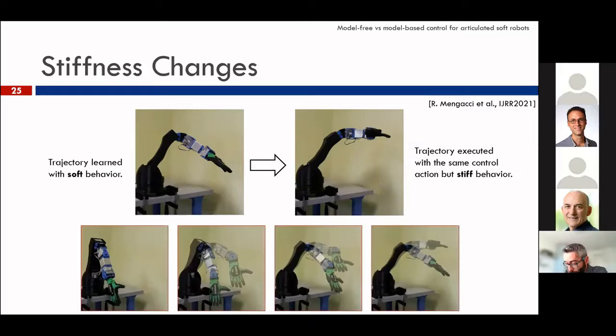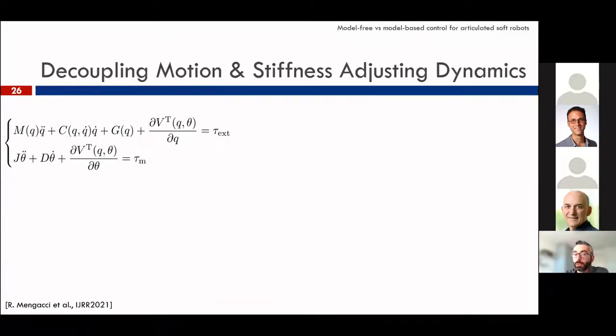So to avoid that, what we can do is to start again from the model. So we want a model-free approach because usually the model is not completely accurate, but actually we can exploit the information that we have about the model. So we know that this robot can be modeled in this way.